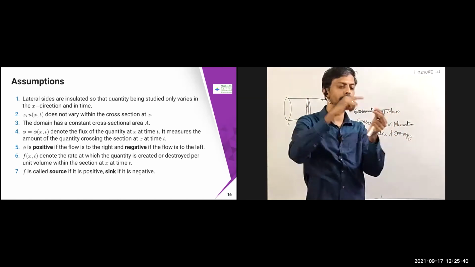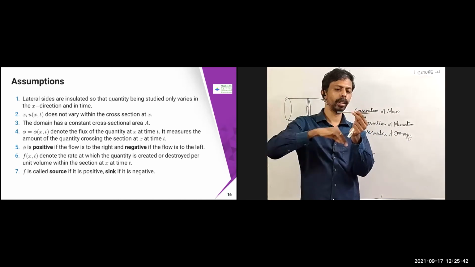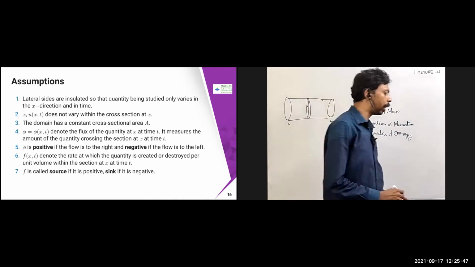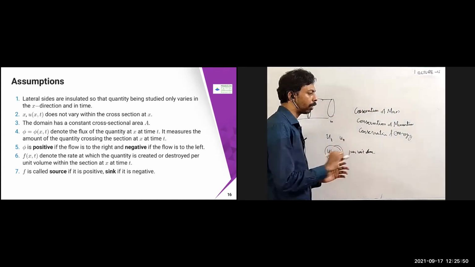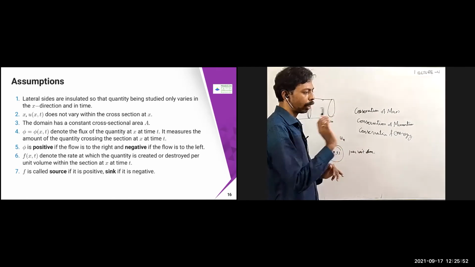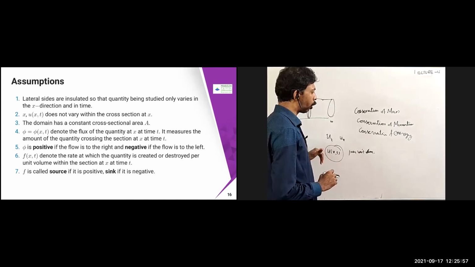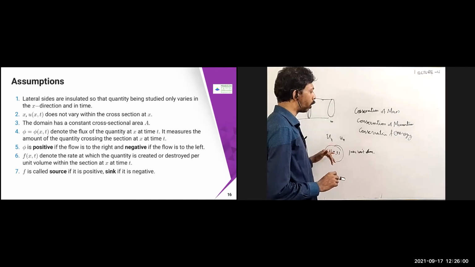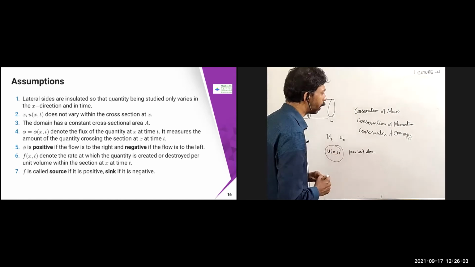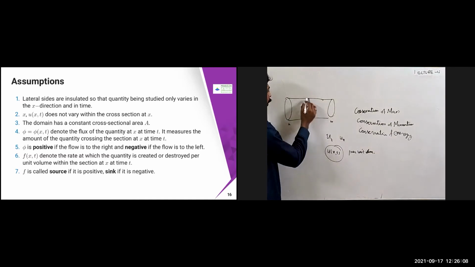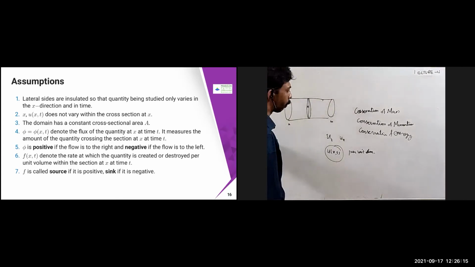That means the lateral sides, this is the lateral side, are insulated so that the quantity being studied only varies in the x direction, because we are trying to derive only with respect to one variable, that is the distance. We denote u of x comma t. So u of x comma t does not vary within the cross section at x. Suppose I take a cross section here, I'm assuming u of x comma t does not vary much within it, only in x.